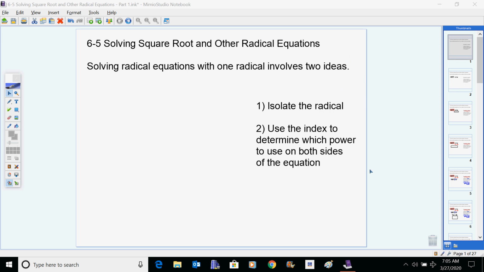There are two main ideas needed in order to do them. First of all, you think about the radical itself as being its own entity, its own group, its own variable almost, if you will. So your first job is to isolate the radical, and your second job is to use the index to help you figure out how to free up the things that are under the radical. The best way to understand what those mean is through some examples, so I have a few of those.